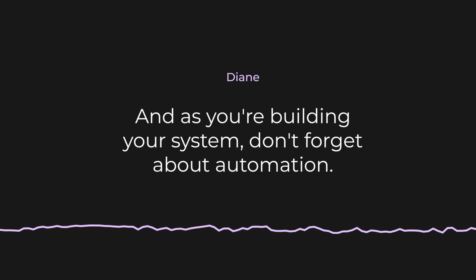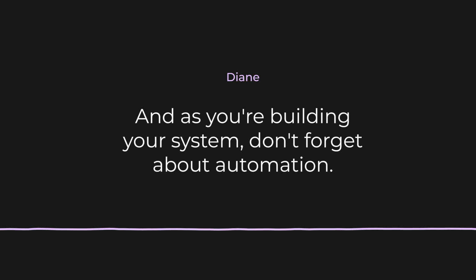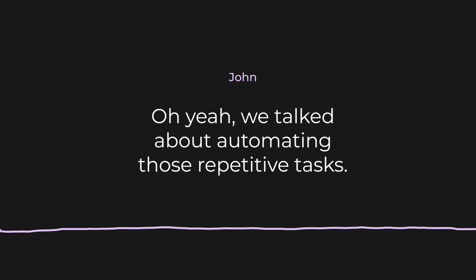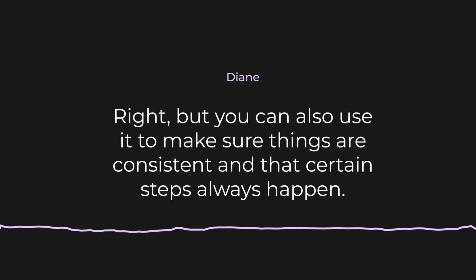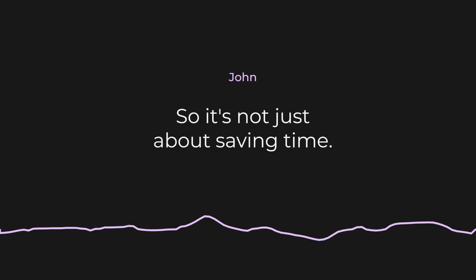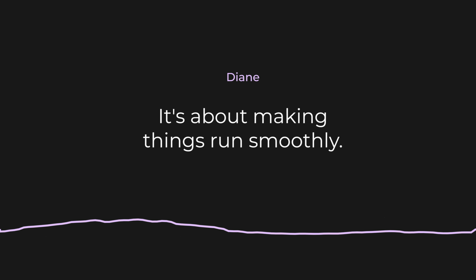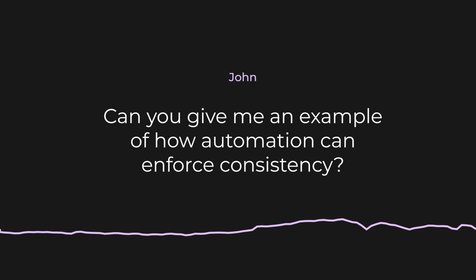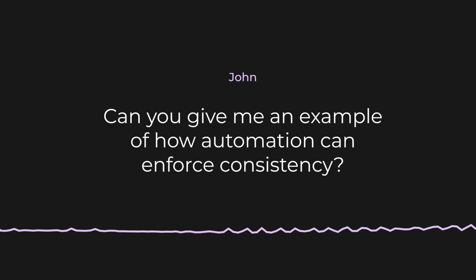And as you're building your system, don't forget about automation. Oh, yeah, we talked about automating those repetitive tasks. Right. But you can also use it to make sure things are consistent and that certain steps always happen. So it's not just about saving time. Right. It's about making things run smoothly. Can you give me an example of how automation can enforce consistency?